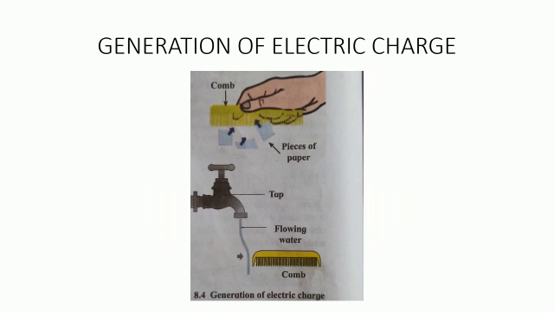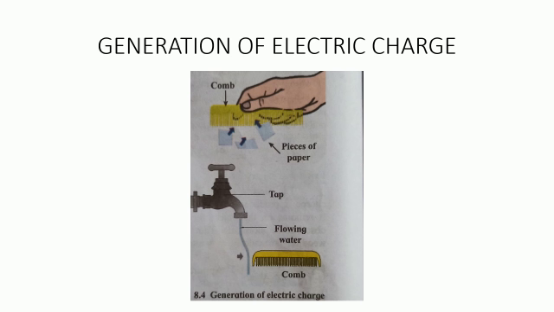Generation of electric charge. First, to charge an object by contact. Rub a plastic comb against paper. Touch this comb with another uncharged comb. Take the other comb near some pieces of paper. What happens? When you rub the first plastic comb against paper, it gets charged.